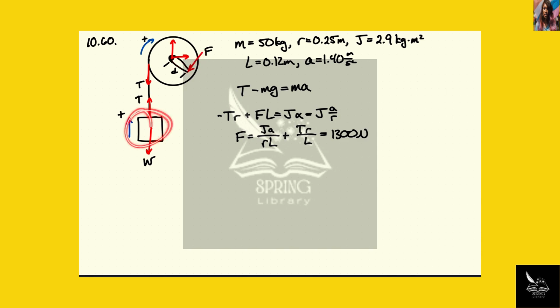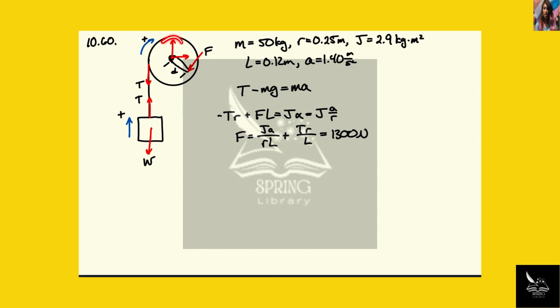The payload weighs, or has a mass of, 50 kilograms. The radius of the pulley is 1/4 of a meter, and we're given its mass moment of inertia, which is 2.9 kilogram meters squared. The length of this handle is 0.12 meters, and we want to crank it so that the payload accelerates upwards at 1.4 meters per second squared.